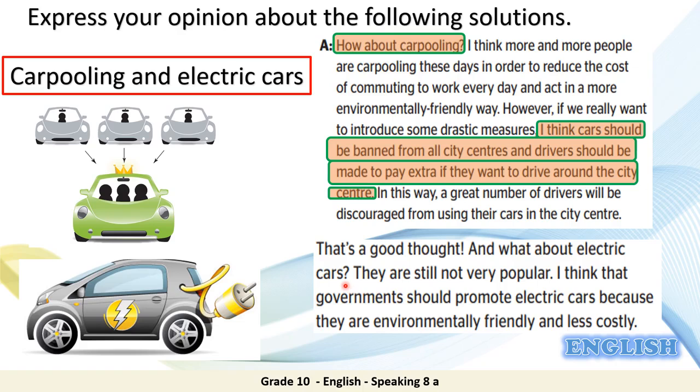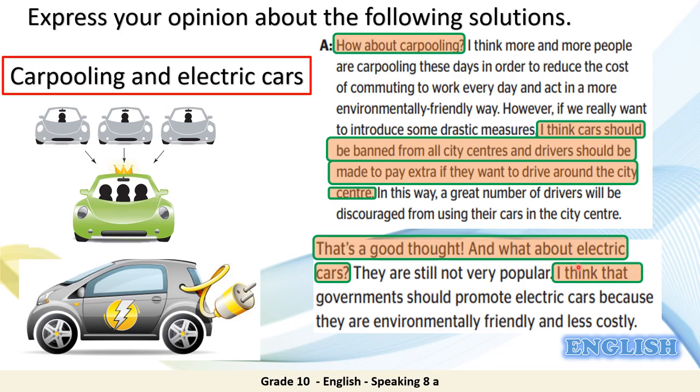And what about electric cars? They are still not very popular. I think that governments should promote electric cars because they are environmentally friendly and less costly. Here are some of the expressions. That's a good thought to show agreement. Then to suggest another idea, you can say, and what about? What about electric cars? Then you can explain your opinion by saying, I think that, for example, governments should promote electric cars.